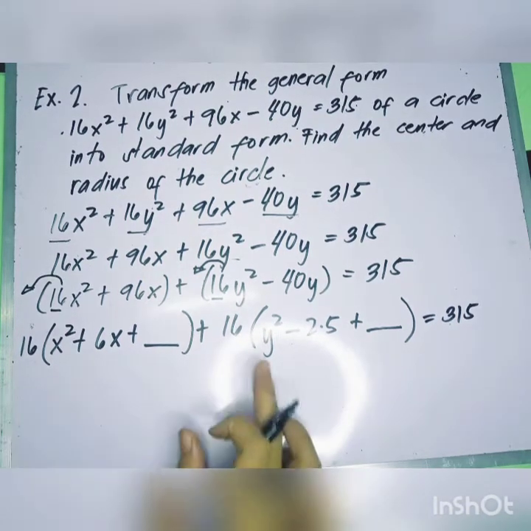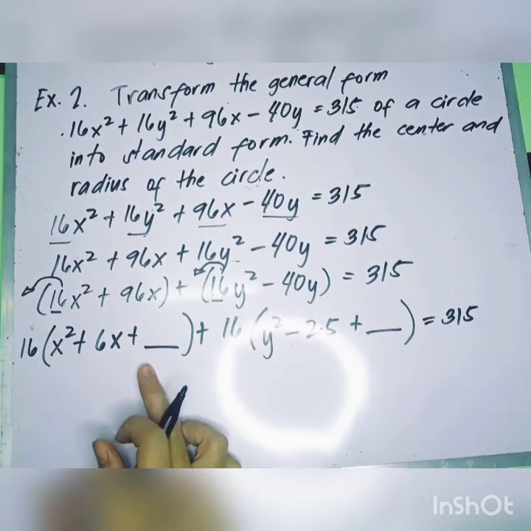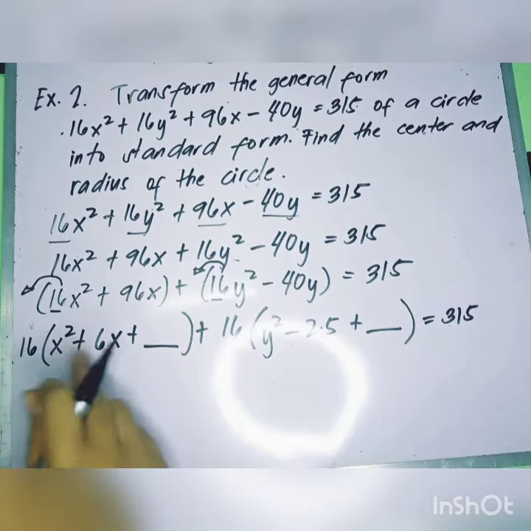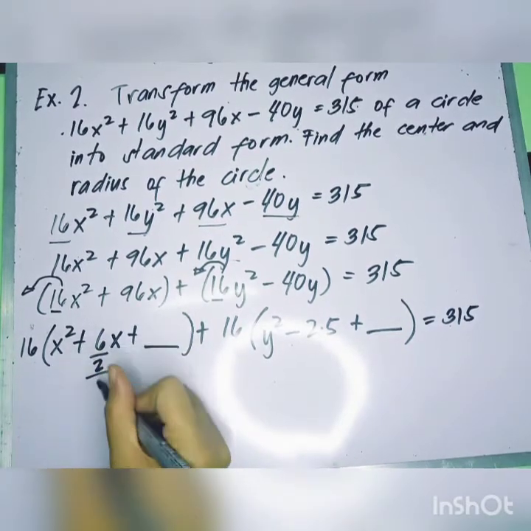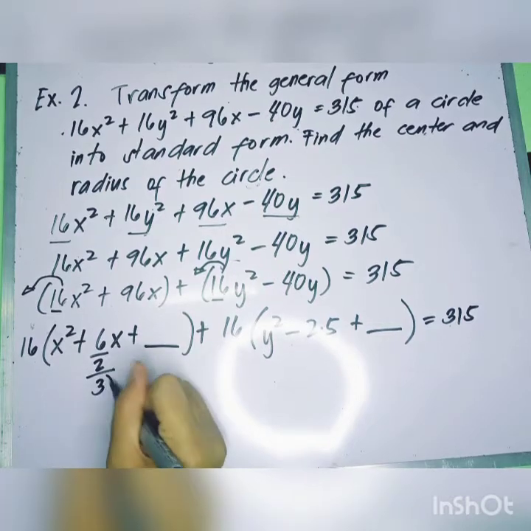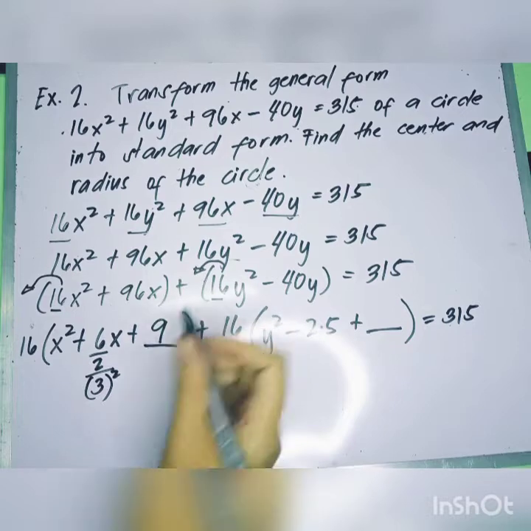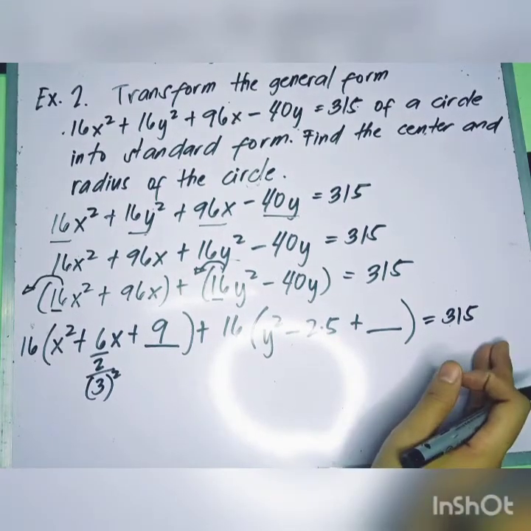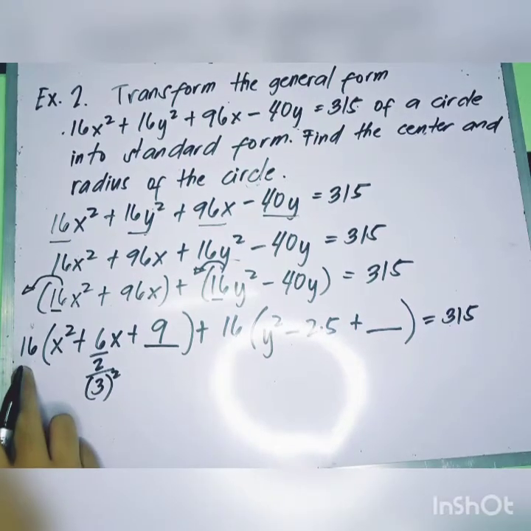Okay, then follow. Next, after you factor, or nilabas na natin yung 16, dito na natin kukunin yung third term. Again, same process on how to get the third term. Just simply divide the second term, or the middle term, by 2. So 6 divided by 2, we have 3. And after, square the answer. So, 3 squared is equals to 9. Kung ano pong ilagay natin dito, ilalagay din po natin siya sa right side ng equal sign. So, we have here 9. And, copy din natin si 3.